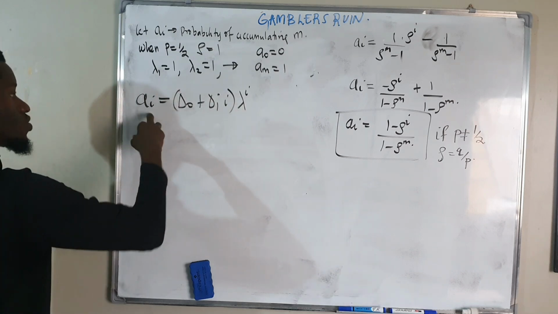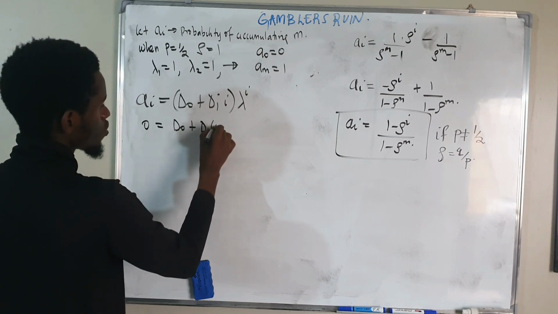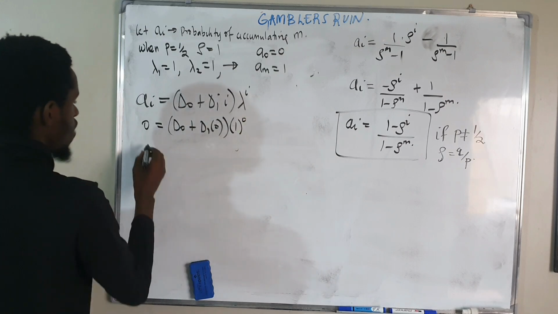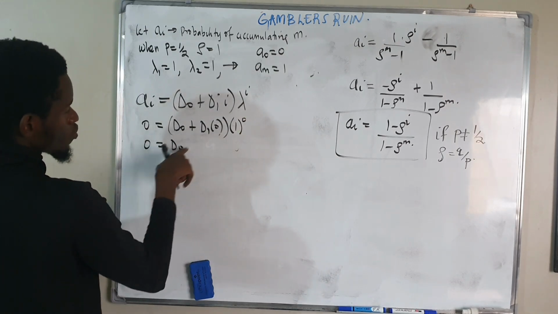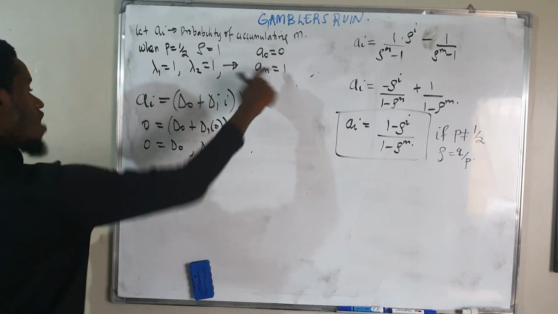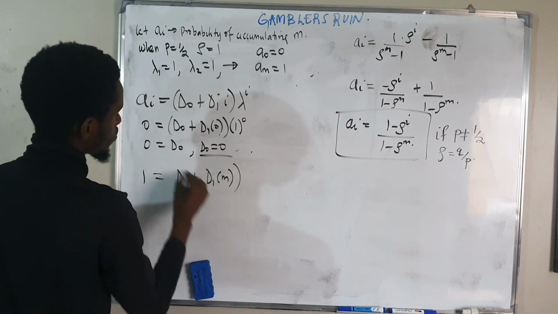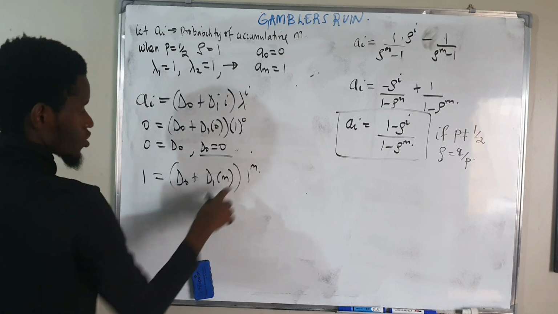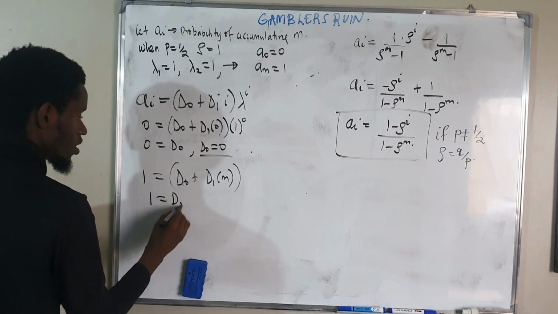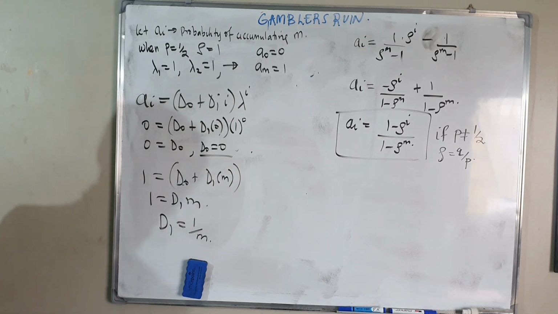Now, substituting into this equation, I have 0 equals d_0 plus d_1 times 0, times lambda to the power 0, which is 1 to the power 0, which is 1. Therefore, I have 0 equals d_0, because d_1 times 0 is going to be 0. Now I have my d_0 equal to 0. Now, if I substitute in m, I have 1 equals d_0 plus d_1 times m, times 1 to the power m, but 1 to the power m is always 1, because 1 to any power is 1. Then, since d_0 is 0, I have 1 equals d_1 m. Therefore, my d_1 is going to be 1 over m. Yes, we are together on that step also.